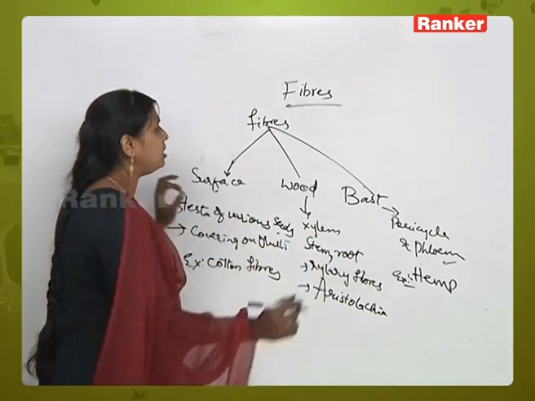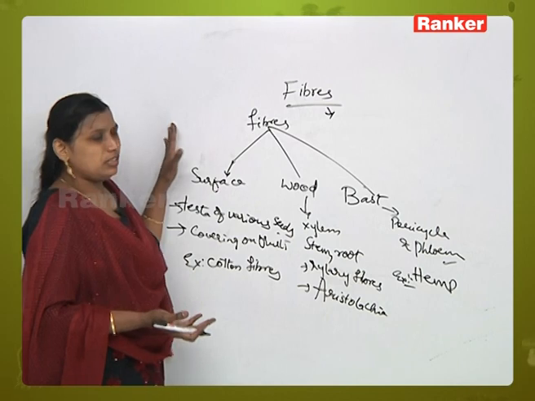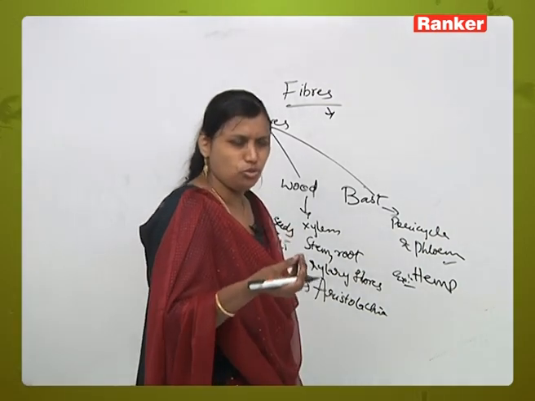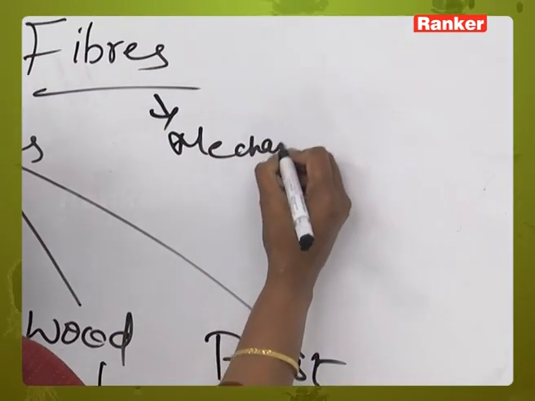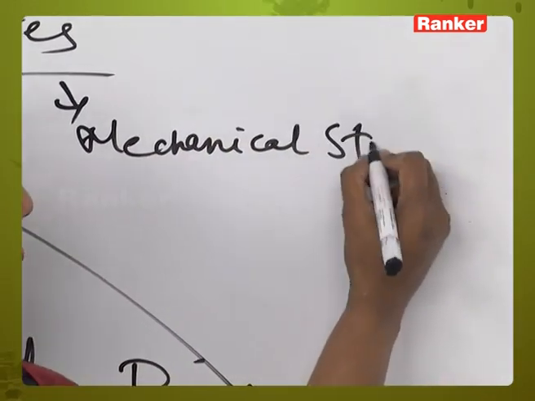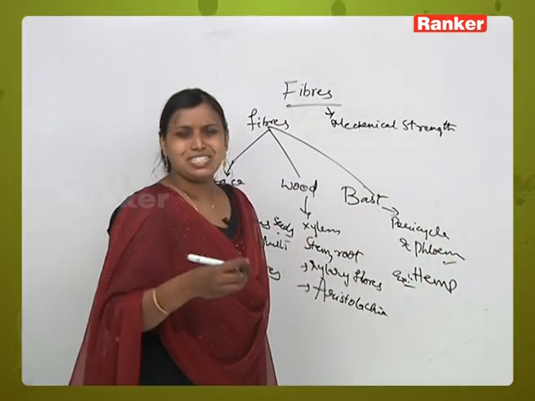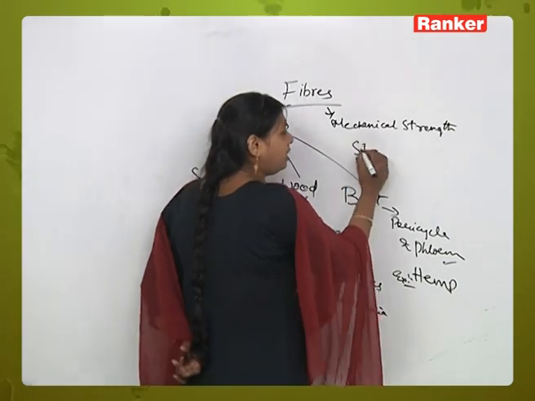Now, basically, what is the use of fibers here? As we said earlier, we are studying fibers because they are also one of the types of sclerenchymatous tissue which is helpful in giving the mechanical strength to the plant body and saves the plant from various stress and strains caused by environmental factors.